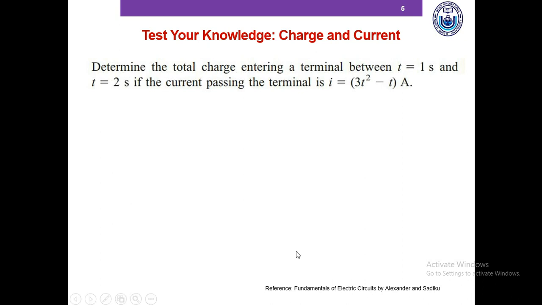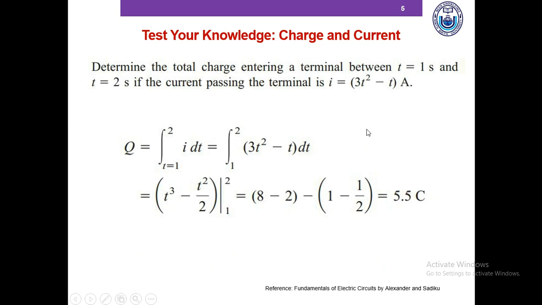So hopefully you've been able to solve this problem. Basically here the equation of current is given. We need to determine the charge that is passing between t equals 1 second and 2 seconds. So as we know, Q equals the integral I dt, and the limit of the integral will be from 1 to 2 because we're trying to determine the charge that passes from 1 to 2 seconds. And then we perform the integration and put the limit to obtain the charge that passes between 1 to 2 seconds.